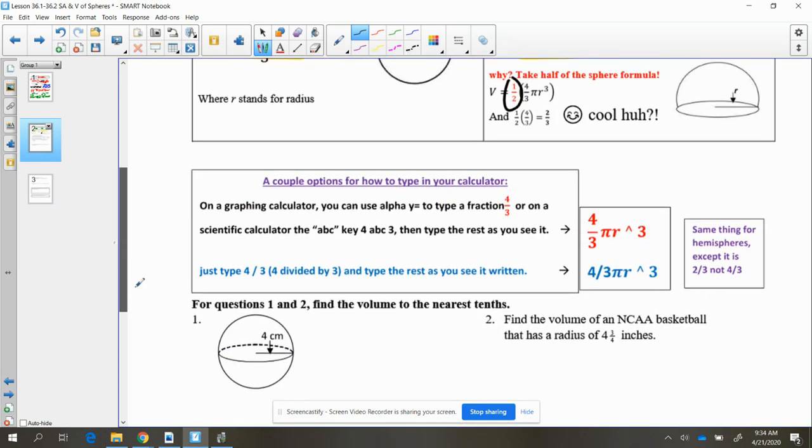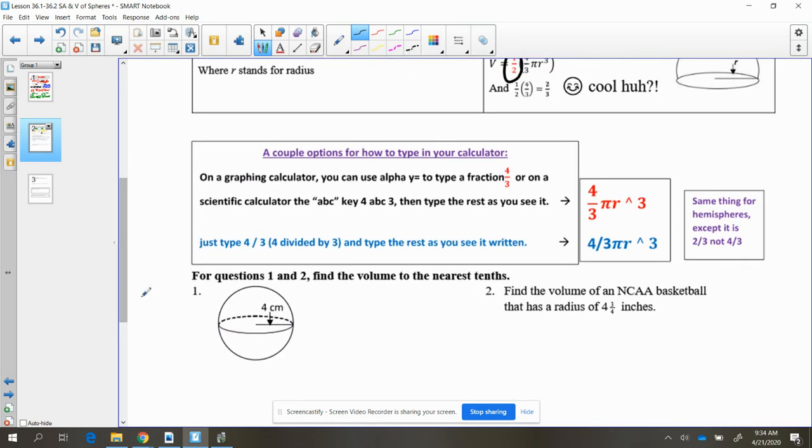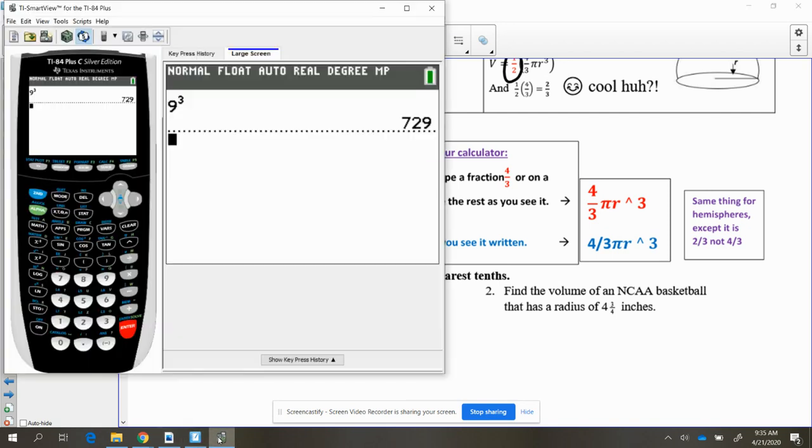Okay, now you could type these into the calculators a couple different ways. Those of you with a graphing calculator, a lot of you like to use the alpha y equals to type in the fraction 4/3. If you have a smaller TI-30 scientific calculator, you're going to be using the ABC button more than likely. But honestly, for either calculator, and this is my personal favorite, just type 4/3 or 2/3 into your calculator like so. You would just do 4 divided by 3, there's the 4/3, or you would be doing 2 divided by 3, there's your 2/3. I think that's the easiest way.